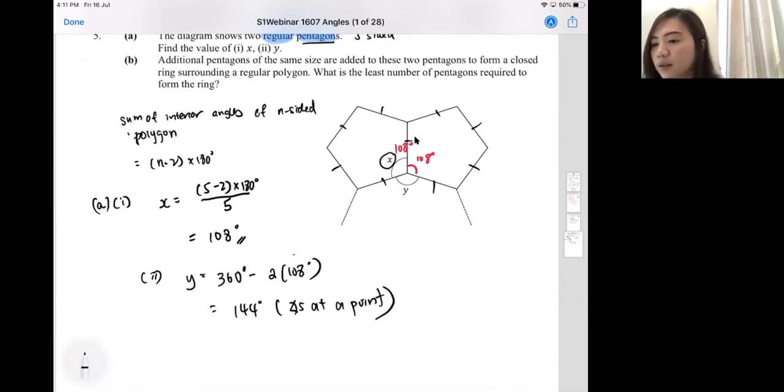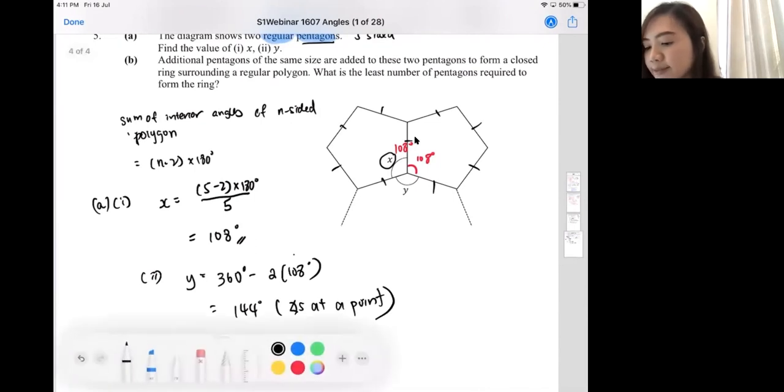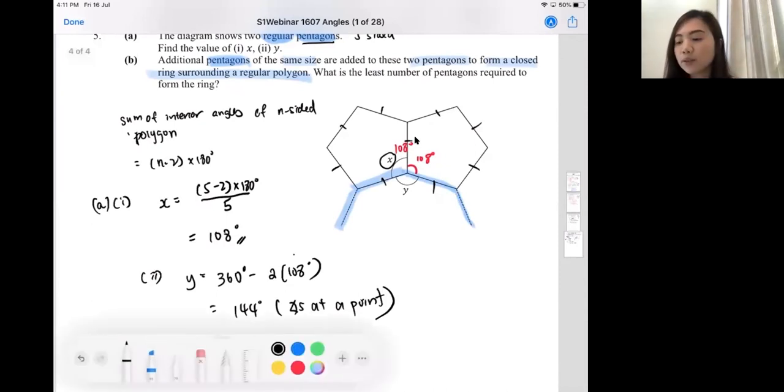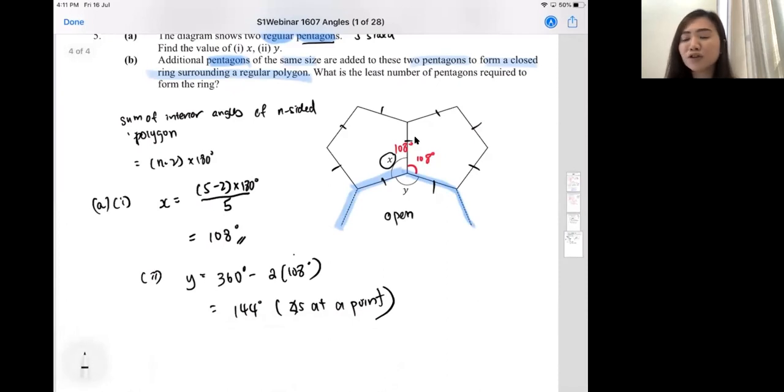Part B. Additional pentagons of the same size. That means they are going to add more of the same pentagons to these 2 pentagons, to form a closed ring around this regular polygon over here, the one that I just highlighted in blue. Do take note, this is an open polygon. This is not the whole thing. This is not the complete shape.